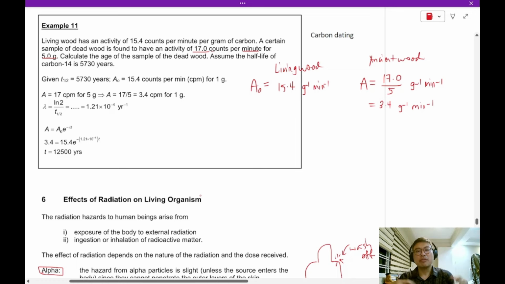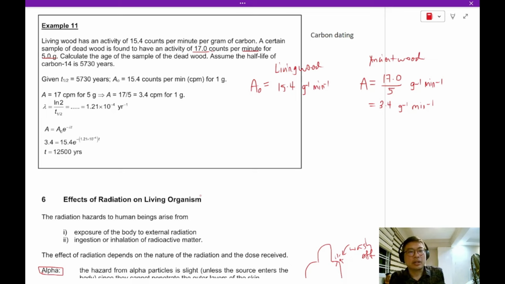So you can see that the living wood originally, assuming that the level of carbon-14 in all living woods is the same for the entire history of the world, is 15.4 per gram per minute. That should be the original level. The ancient wood now has decayed to 3.4. So now we can find out how many half-lives have passed.